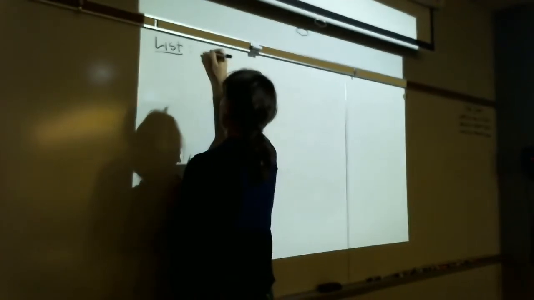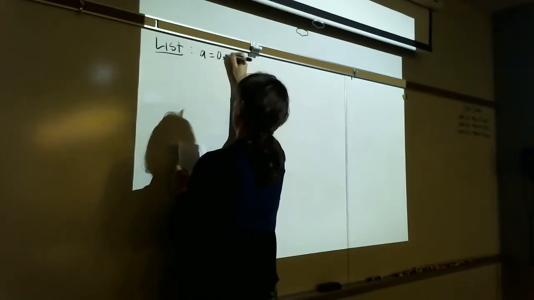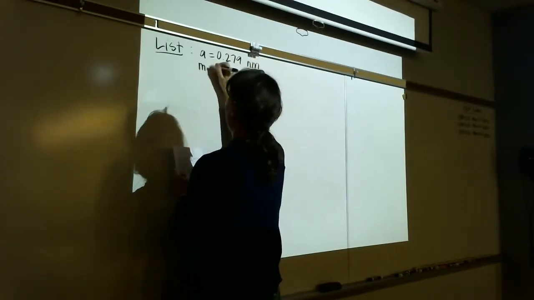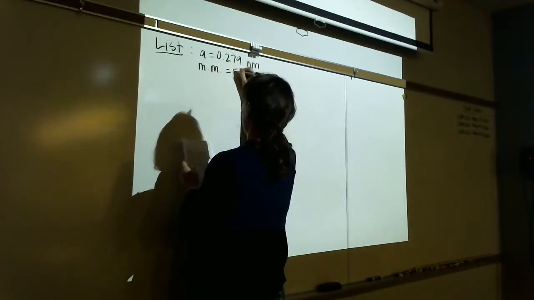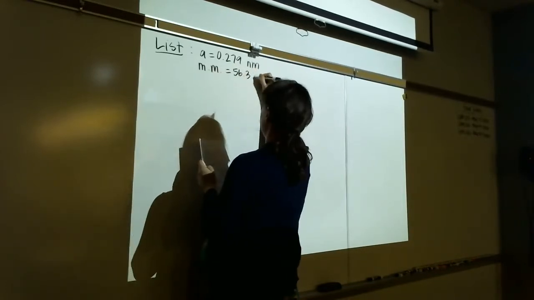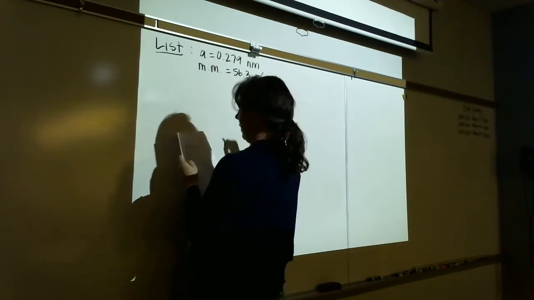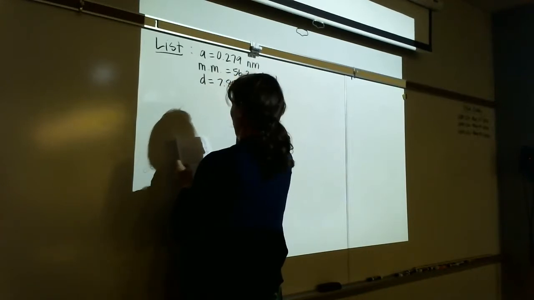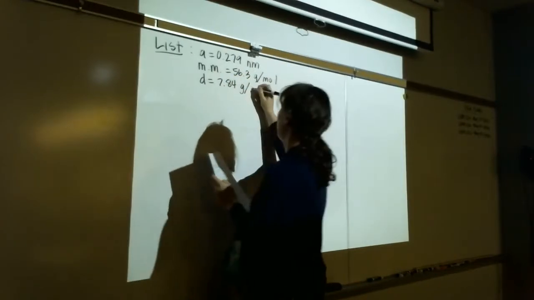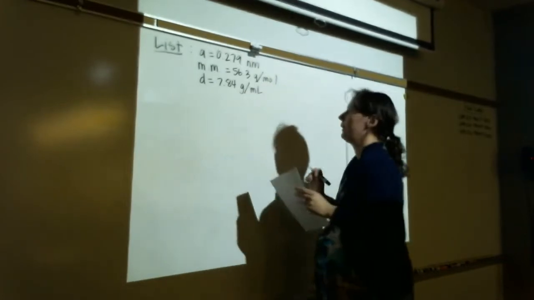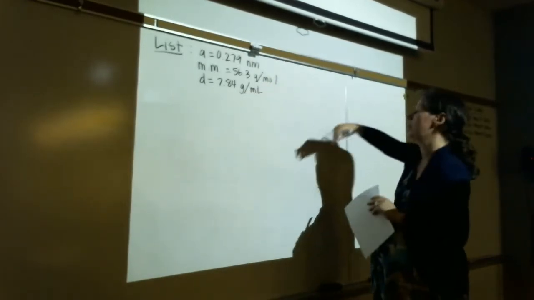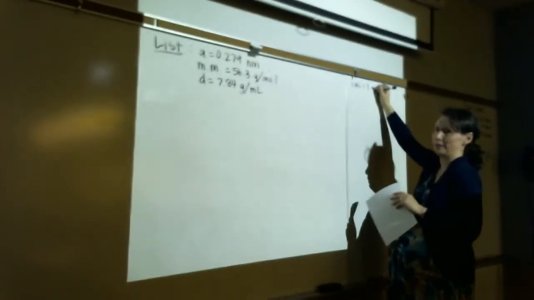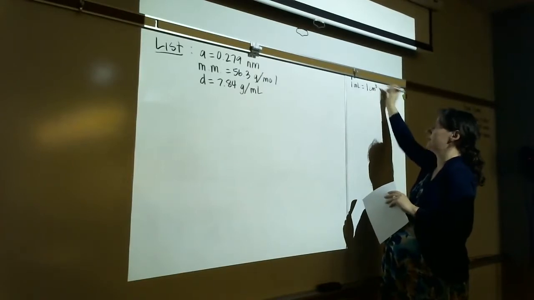Okay, we know the edge length is 0.279 nanometers. And we know the molar mass, that was given, is 56.3 grams per mole. And we know the density that was given, 7.84 grams per milliliter, right? Now, just to refresh our memory, 1 milliliter is the same thing as 1 what? Cubic centimeter, yes?